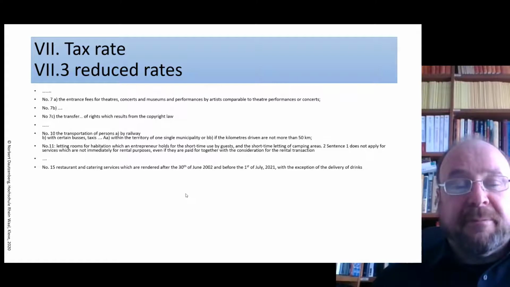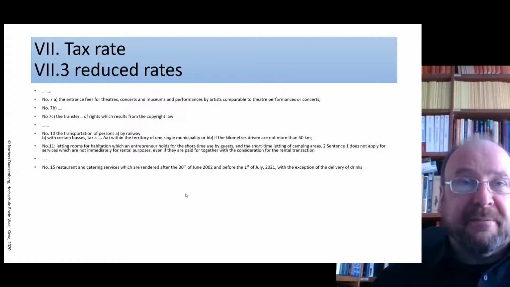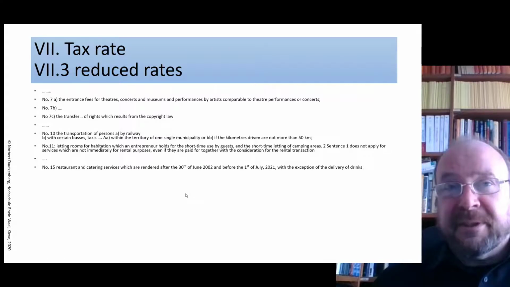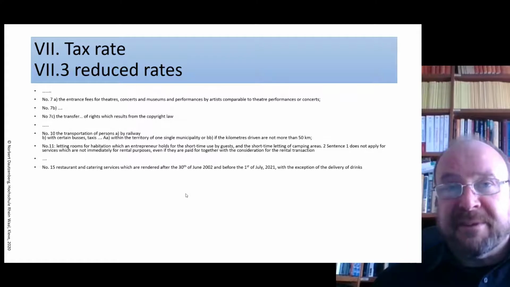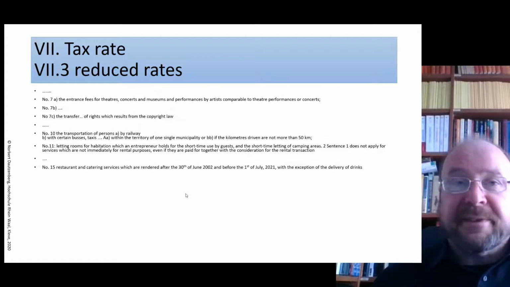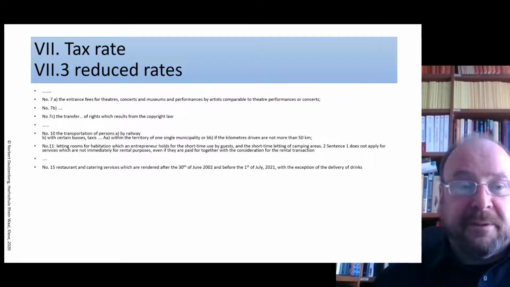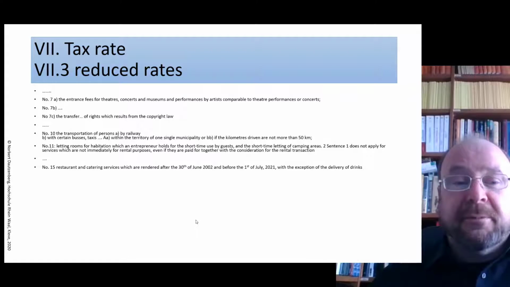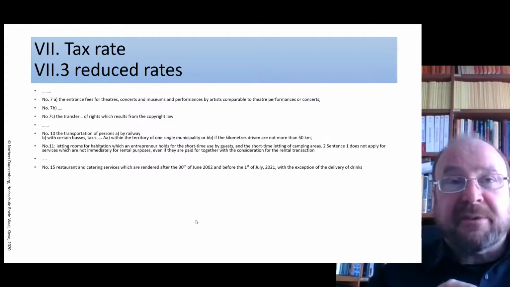By the way, that restriction is specifically a German one. For example, the transportation by railway was in former times also limited to 7% only for short distance travel. That has been abolished 1 or 2 years ago and has been extended to every transportation of persons by railway, just to facilitate the usage of public transport and to give an incentive to refrain from using one's own car for long distance travels. Letting rooms for habitation for guests for short time.